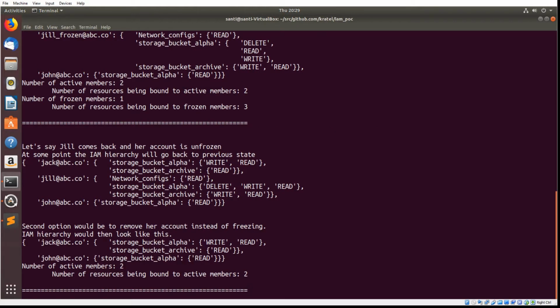So let's say Jill comes back and her account is unfrozen. Now all these bindings that were there are tied to an active account that Jill has access to. So this may not be appropriate if Jill came back and she was in a different role, or even if she came back in the same role, it may still not necessarily be appropriate because she may need to go through onboarding before she gets all this access back right away.